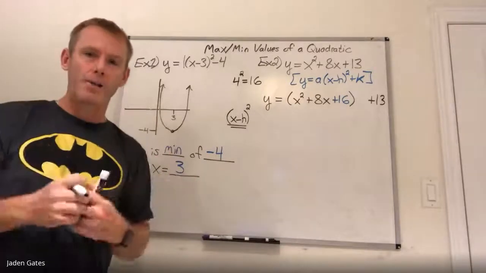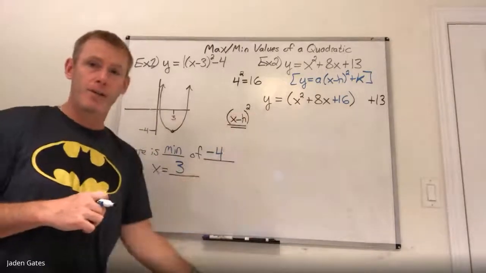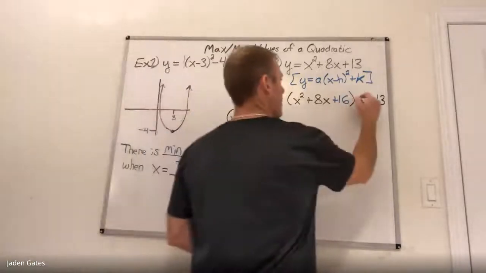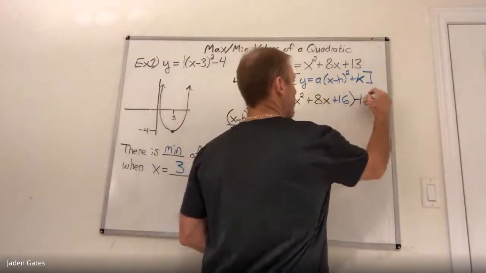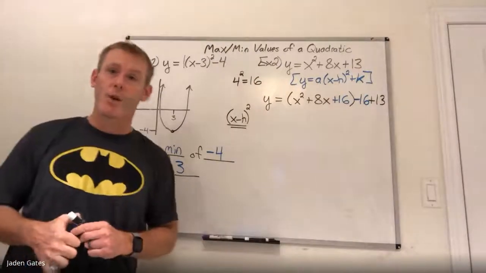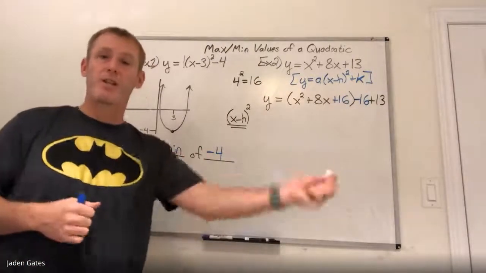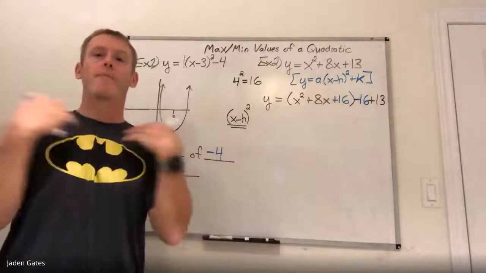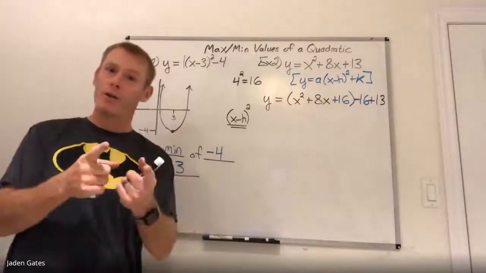I don't want to do that. So I'm going to balance the equation out by not only putting a plus 16 in, but I'm putting in minus 16 afterwards. That way, the net effect on this equation is nothing. I put 16 in, I took 16 out, which means I didn't change it. I did change the way it looks.